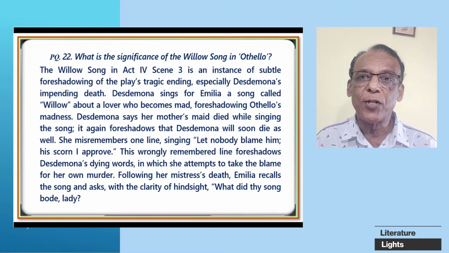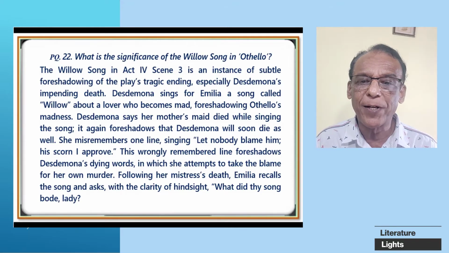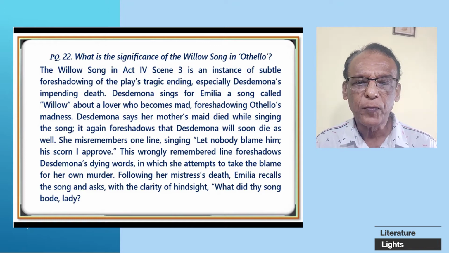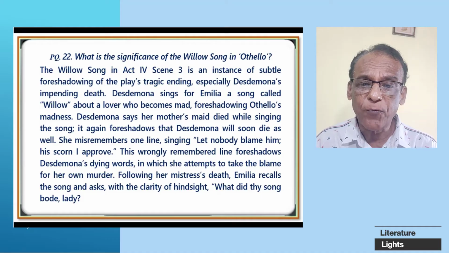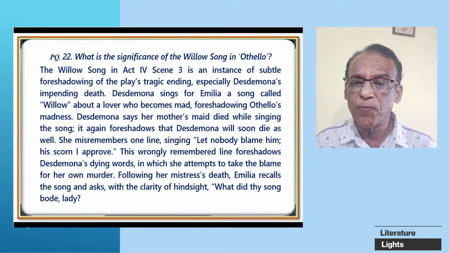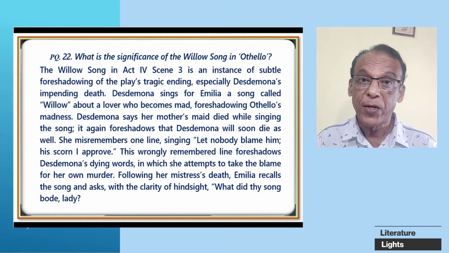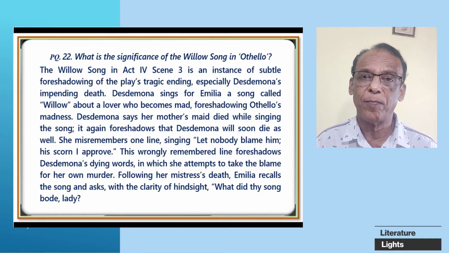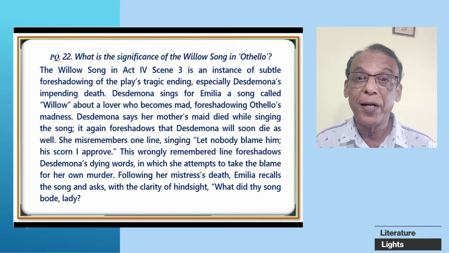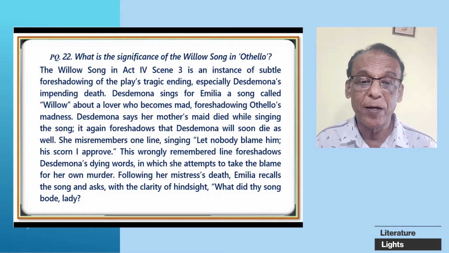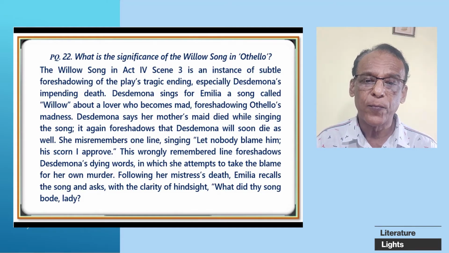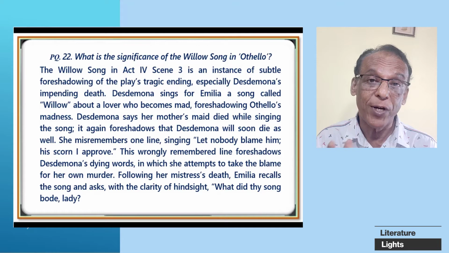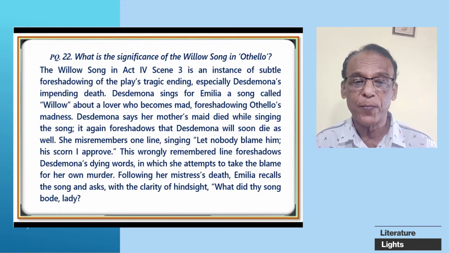Now, next question, 22. What is the significance of the willow song in Othello, that beautiful song, the willow song in Othello? The willow song in Act 4, Scene 3 is an instance of subtle foreshadowing. It tells us what is going to happen in future. Subtle foreshadowing of the play's tragic ending, especially Desdemona's impending death. Desdemona sings for Emilia a song called Willow about a lover who becomes mad. It foreshadows Othello's madness at the end of the play.